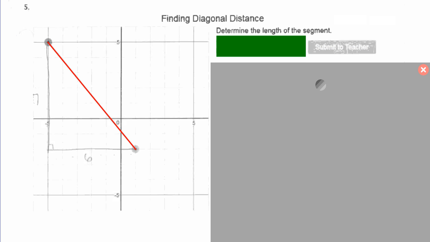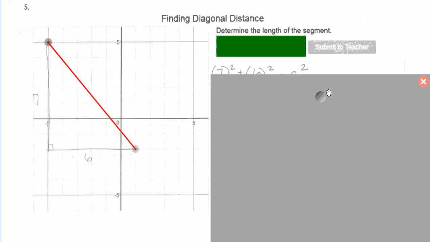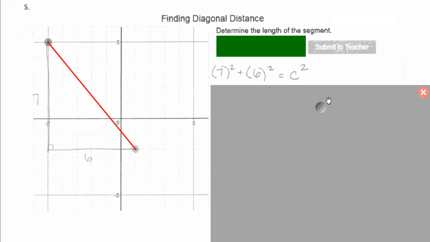I could implement the same system that I did before if I draw the vertical and horizontal segments forming up the diagonal piece we'll call here. So I have a right triangle where I know one leg is 7 and the other leg is 6. So I can implement my Pythagorean theorem. 7 squared plus 6 squared is equal to that hypotenuse, which is the red segment, squared.